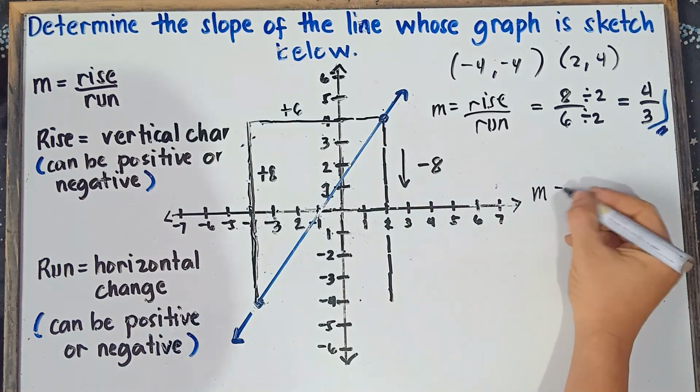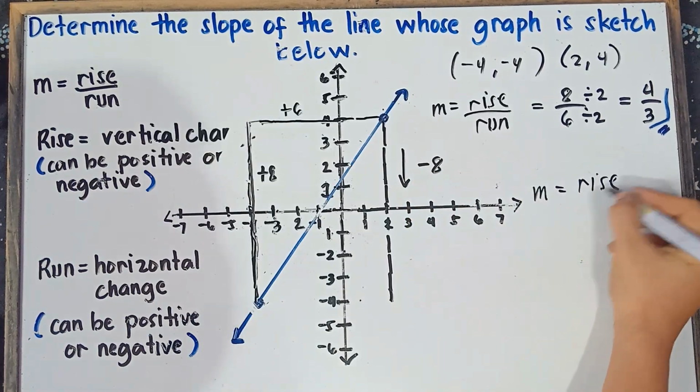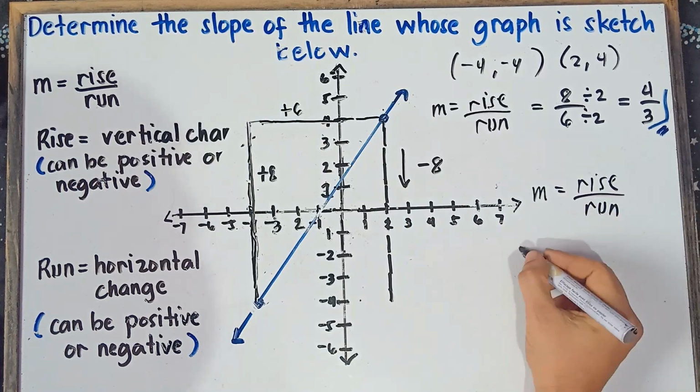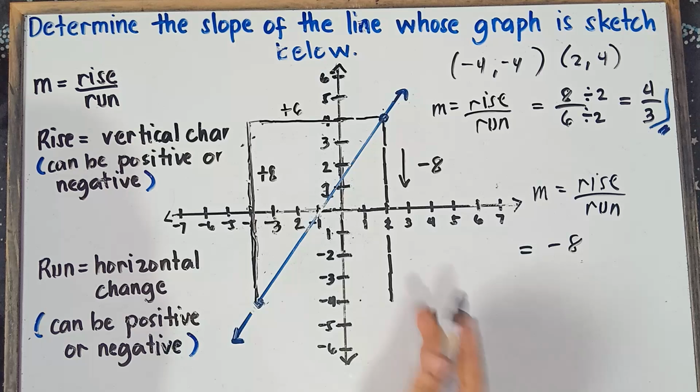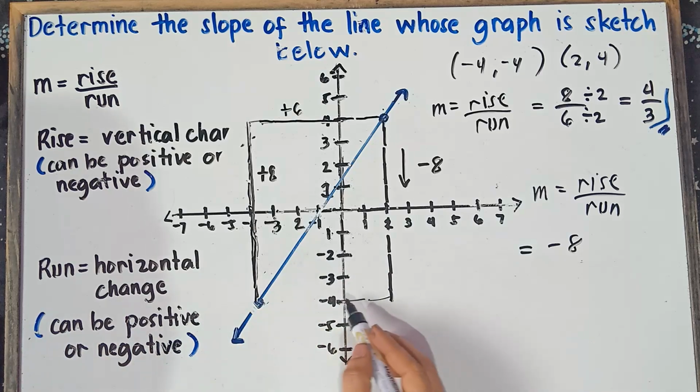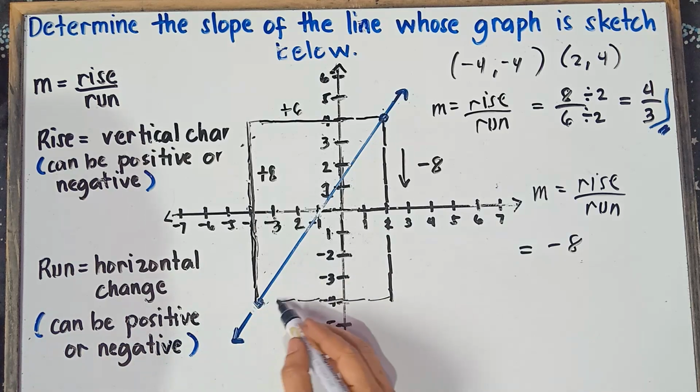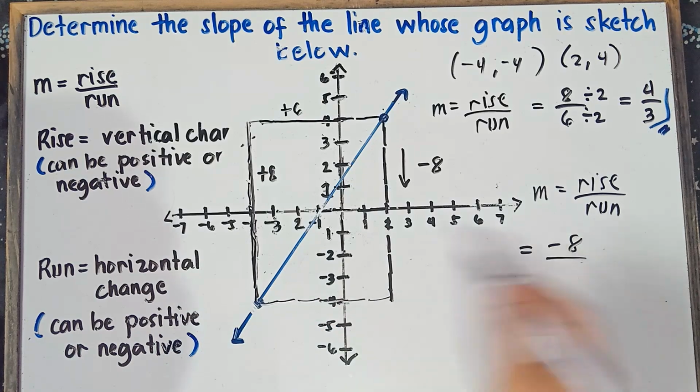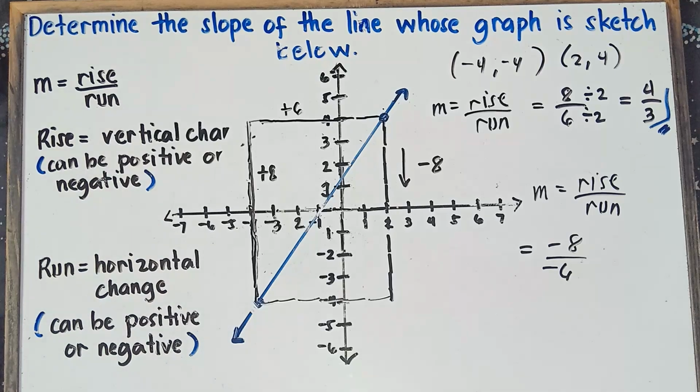So m is equal to, once again, rise over run. So rise, that would be negative 8. And then run, going to the left, 1, 2, 3, 4, 5, and then 6. Going to the left, that would be negative 6 for run.